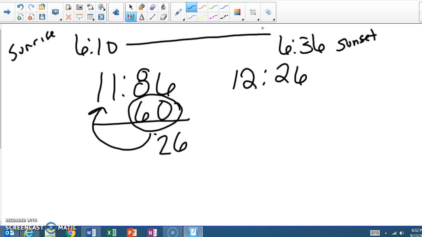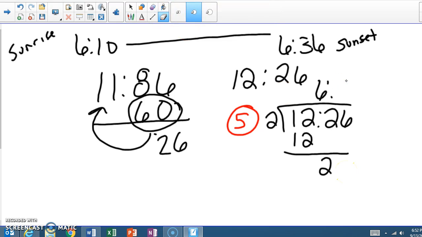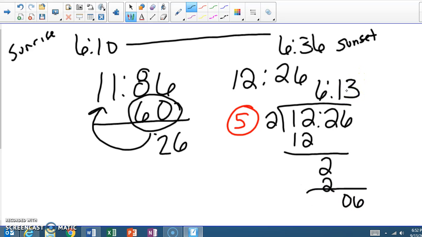Now, the next step you're going to take, which is step 5, you're going to take 12:26 and divide it by 2 because we need half of that time. Oops, mistake. 6 hours and 13 minutes. So half of the time from sunrise to sunset will be 6 hours and 13 minutes.